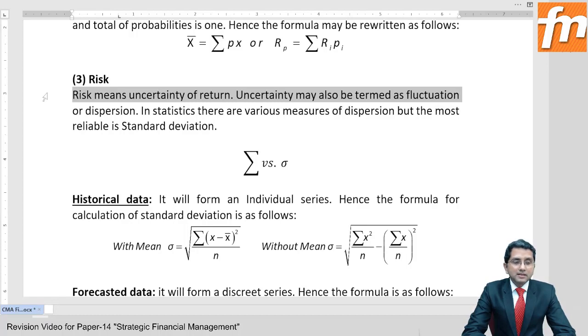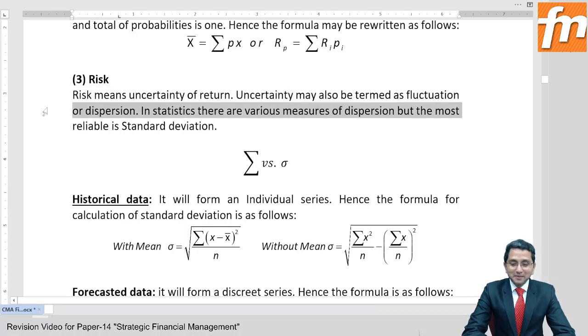Suppose you forecast that I'll score 70% marks in CMA final, both group exams. But maybe you actually get 75% marks, or maybe you get only 55% marks. So that may definitely happen with you. Risk means uncertainty of the outcome. Uncertainty may also be termed as fluctuation or dispersion.